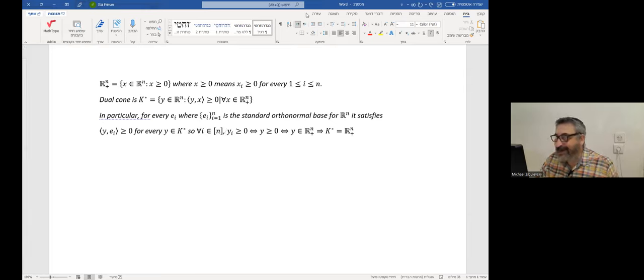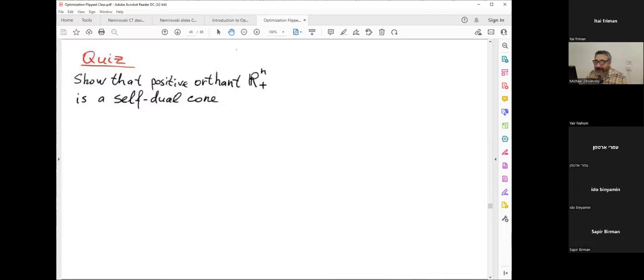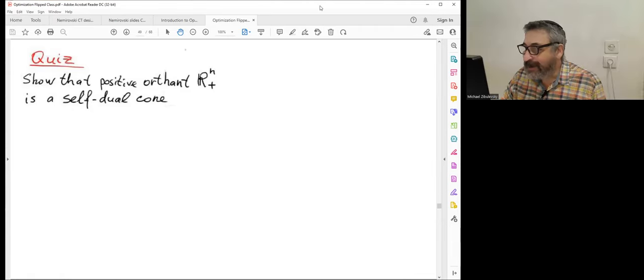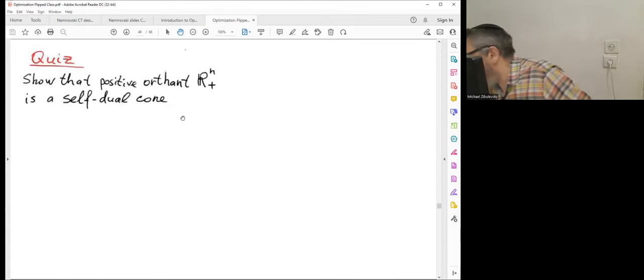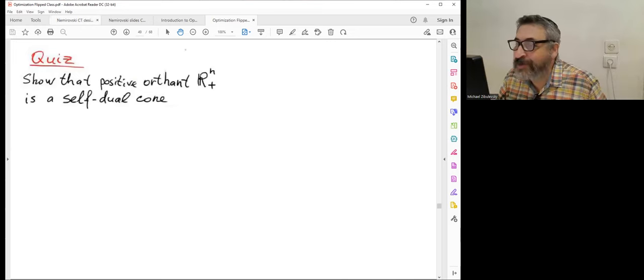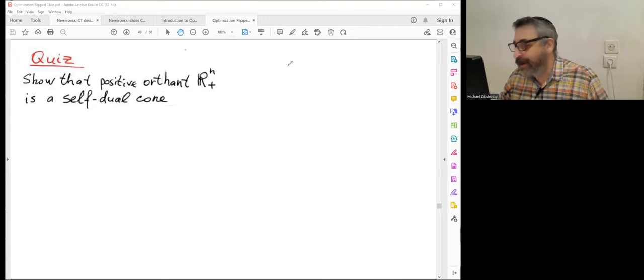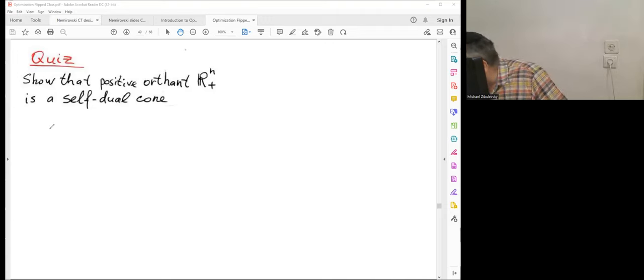You can stop your share. And let me return once again. I will move to the next example. Let me put something in writing. Annotate. Okay. So for the dual cone, yes.